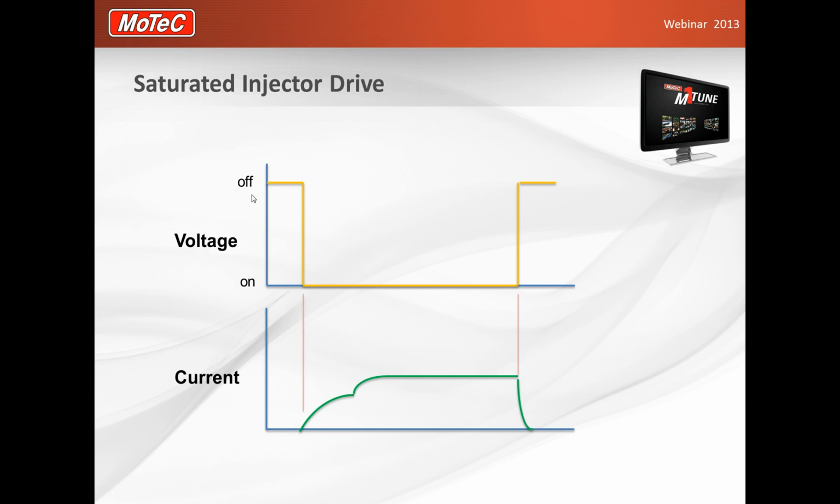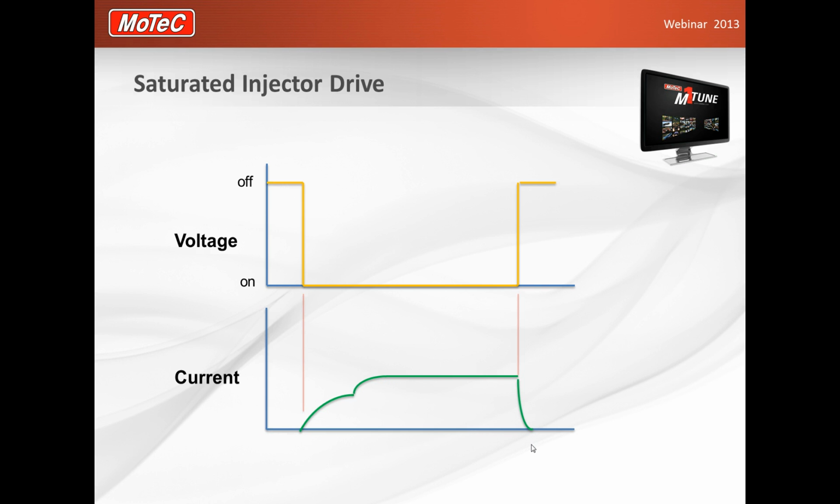So effectively all the ECU output pin does is, when we're off, we're at a high voltage, which will be your battery supply, and the ECU simply turns that on to ground so that the current flows. The injector will build its current and reach a current limit and go along until we turn it off, and then the current will decay.